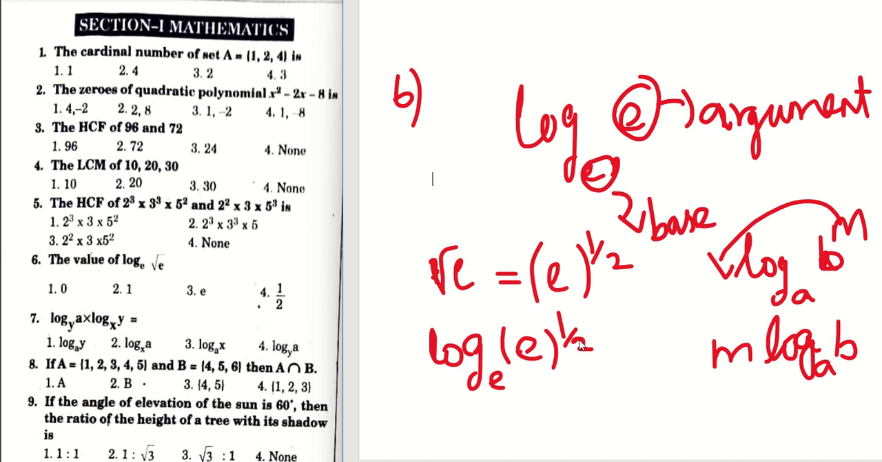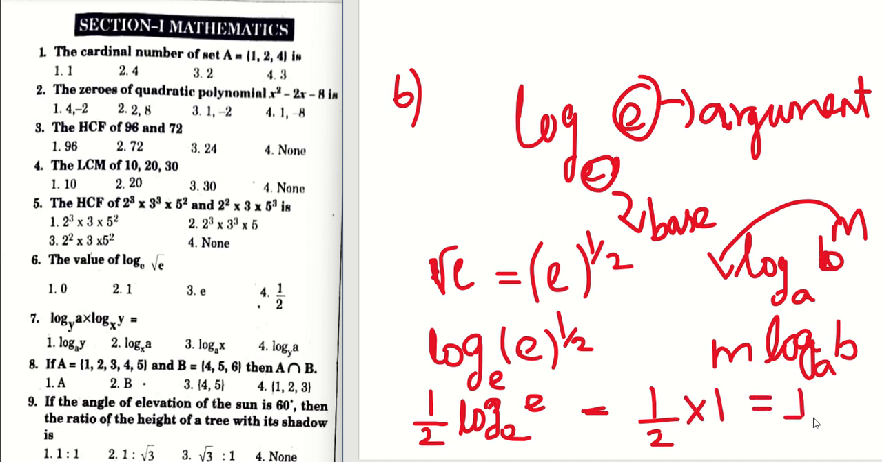As per the logarithmic rule we learned, this 1 by 2 will go over here: 1 by 2 log e to the base e. As you know, when the argument and the base are the same, what is the answer? You will get 1. So half into 1 gives you what? Half. So what is the answer? We are getting 1 by 2.